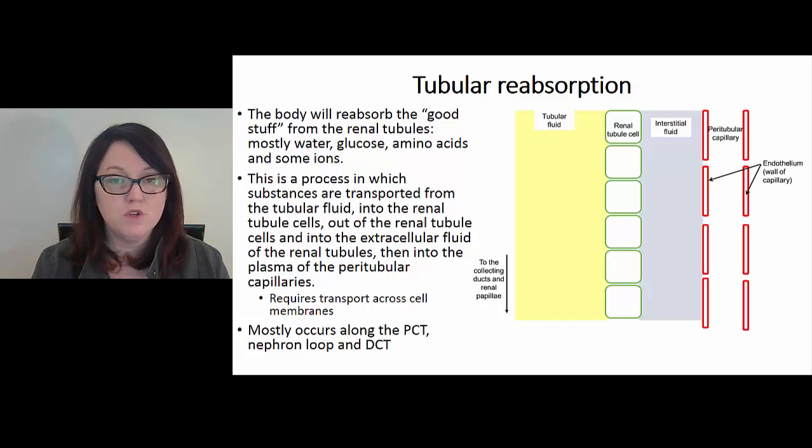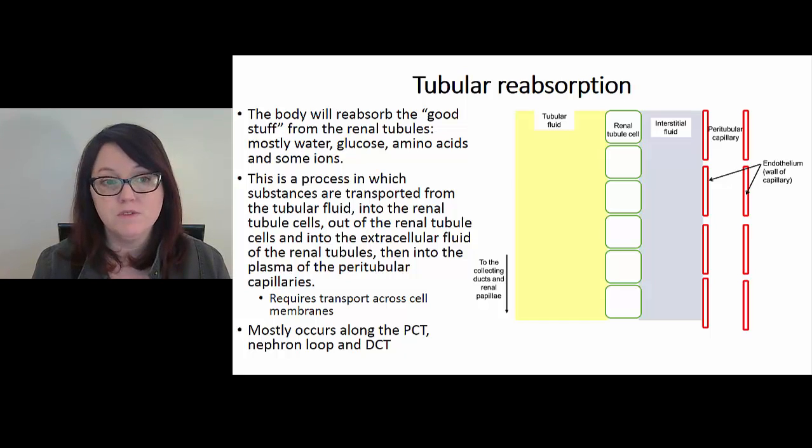So now let's take a look at the process of tubular reabsorption. As I mentioned, tubular reabsorption and tubular secretion happen simultaneously. I could have easily started with tubular secretion, it wouldn't have mattered. Tubular reabsorption is looking at the process of where we take the good stuff from the tubular fluid and bring it back into the body before it leaves the body through the process of urination. So in the filtrate, we have a lot of good stuff like water, glucose, amino acids, vitamins, and some ions that we don't want to necessarily pee out. So we need to take it back into the body. And this is what happens during tubular reabsorption.